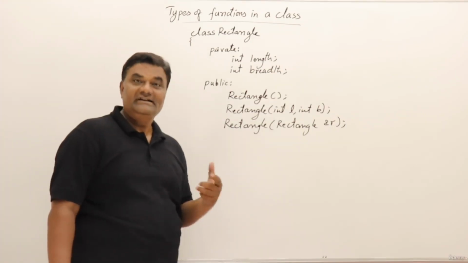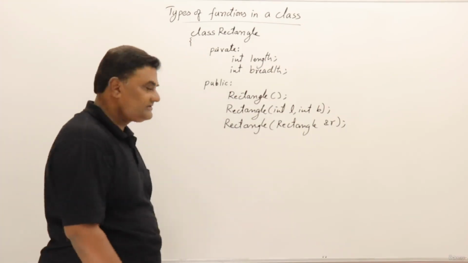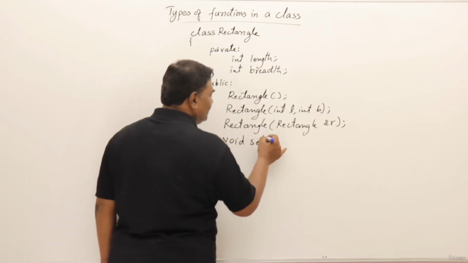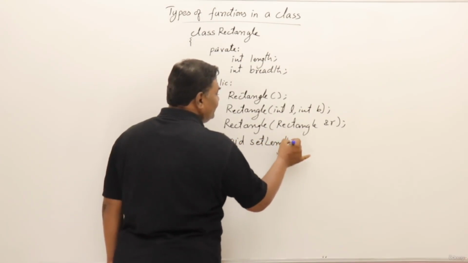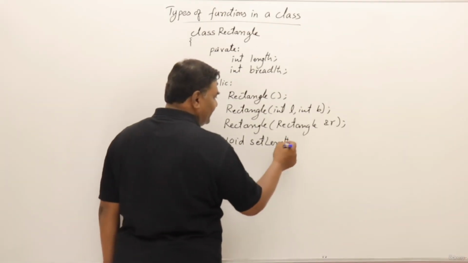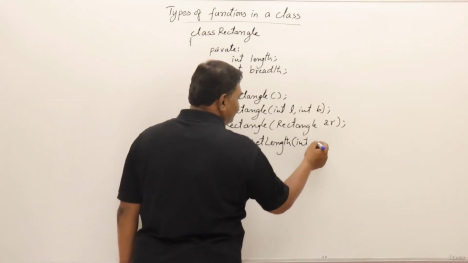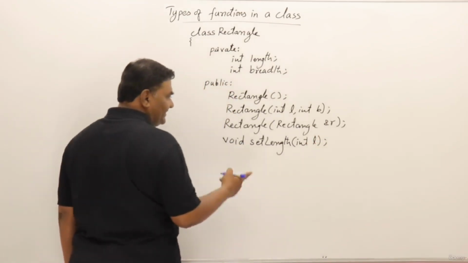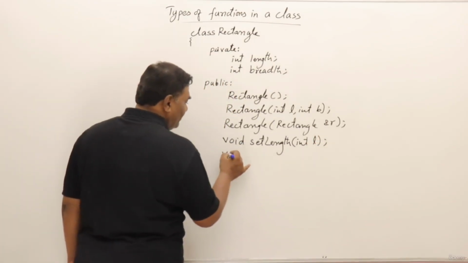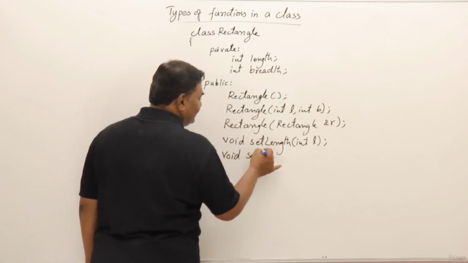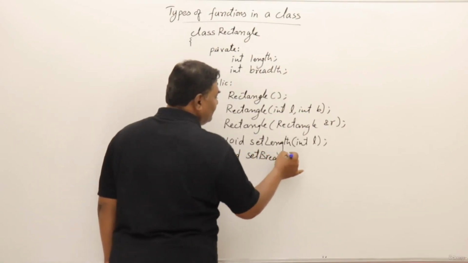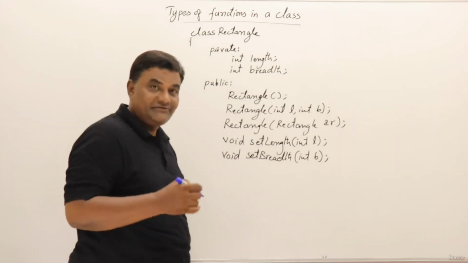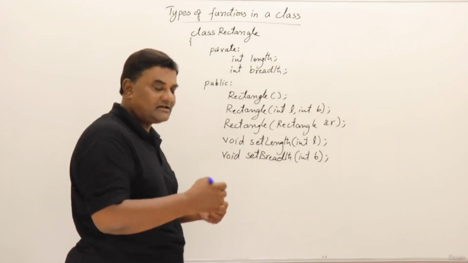Next, I should write down setter methods that are called mutators. Void setLength. There is no space in between set and length because this is a function name, and it takes an integer variable. I will close this, or else I can give a data member name, a variable name, a parameter name. Then void setBreadth. These are mutators.